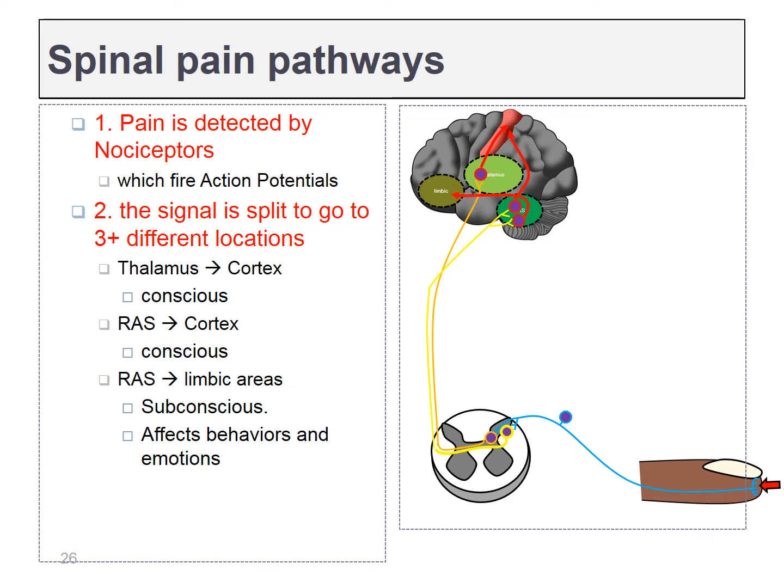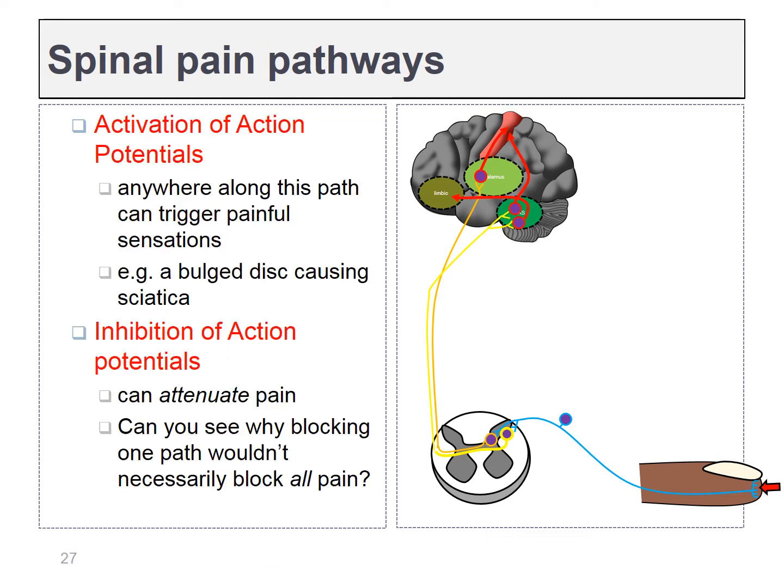So there's a lot of different ways that pain information can reach the brain. And that means that if you want to block pain from reaching the brain, you need to block all of these pathways. Just like you'd have to block multiple roads to prevent somebody from reaching their driveway if there's multiple ways to get to their house.